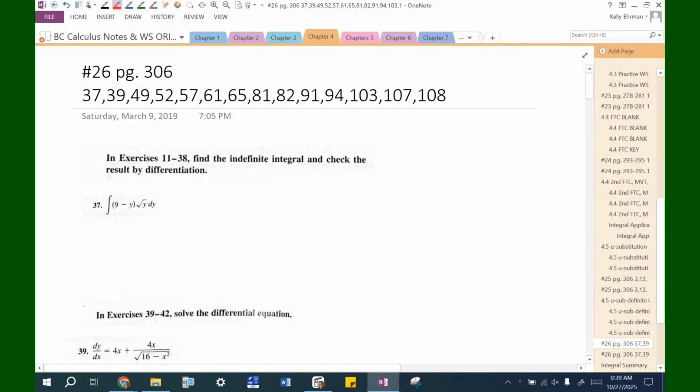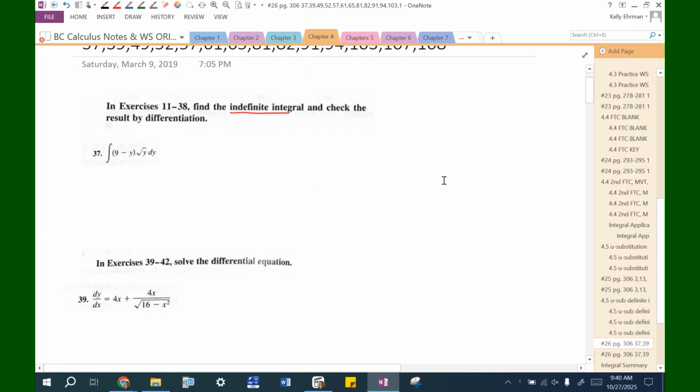All right, this is homework number 26. We're practicing U substitution. We start with indefinite and then we'll get into definite integration as well. So the first problem says find the indefinite integral, check the result by differentiation. I'm not going to check the result in the interest of time for the video, so you can check that on your own.